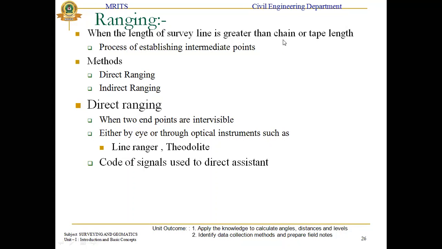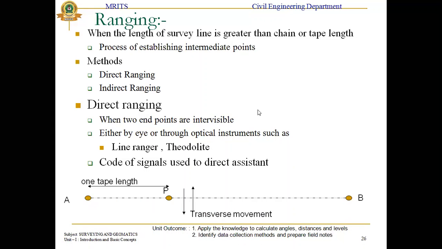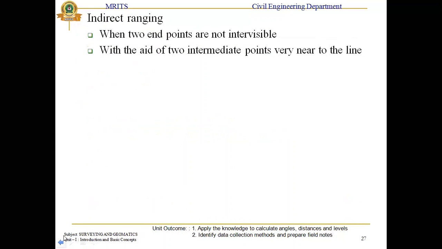Okay, next, coming to the next topic. This is the length of the tape corrections. Indirect ranging means the two points are not visible.